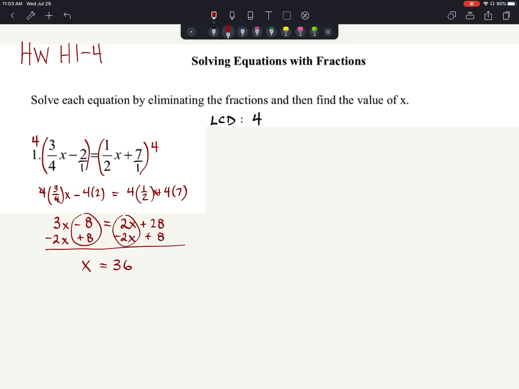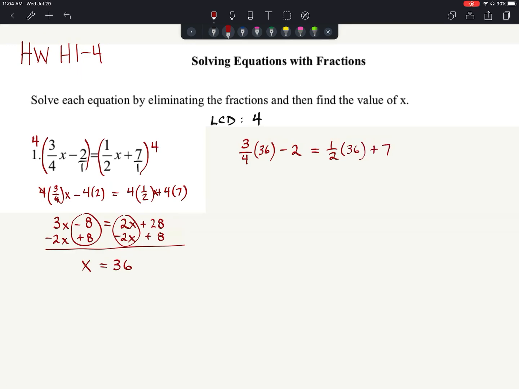Now it's important here that we take the time to check our answer. Don't put all the work into it and then not figure out if it's right or wrong. Let's take our 36 and plug it back in. We've got 3/4 times 36 minus 2 should equal 1/2 of 36 plus 7.